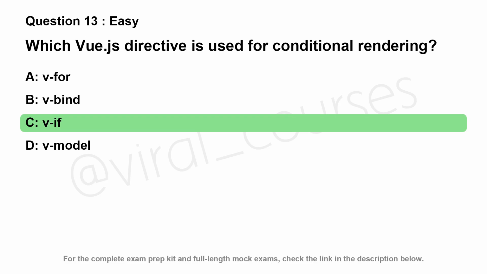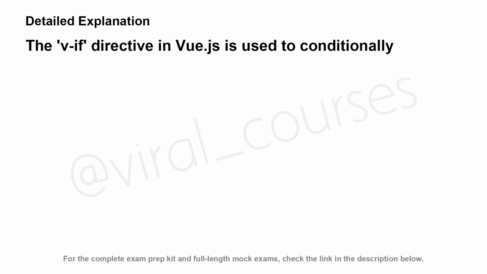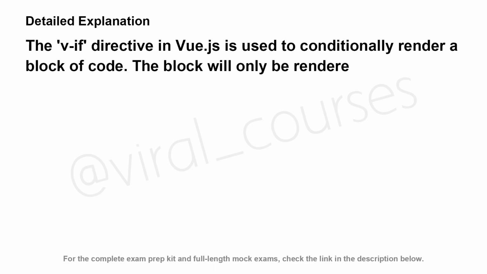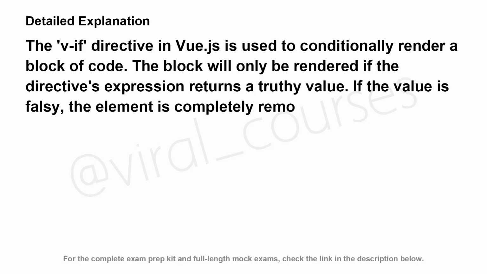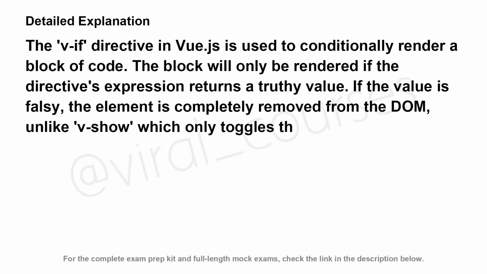The correct answer is C. The v-if directive in Vue.js is used to conditionally render a block of code. The block will only be rendered if the directive's expression returns a truthy value. If the value is falsy, the element is completely removed from the DOM, unlike v-show, which only toggles the CSS display property.